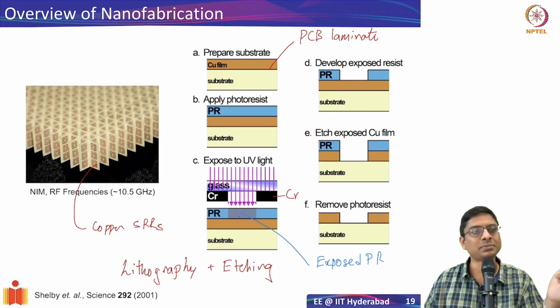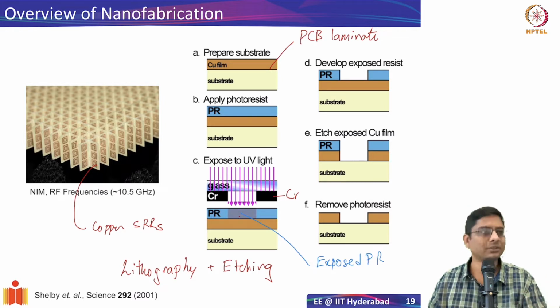How do I etch my exposed copper film? For example, in this case, I can put it in a ferric chloride solution. If I put in a ferric chloride solution, the ferric chloride will interact with copper and then it will dissolve. We have seen that, right?